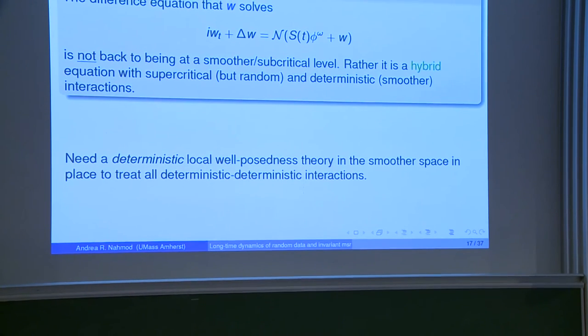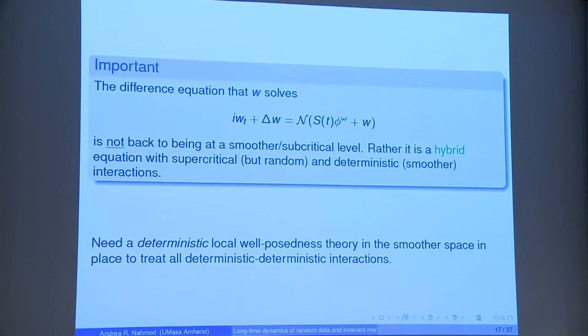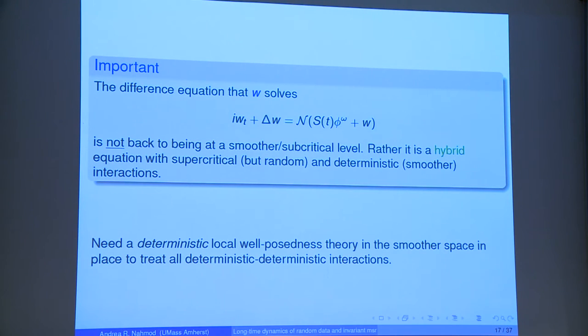Now, an important remark is that by doing this, it's not that you're saying that if you randomize, you bring the problem from being supercritical to being subcritical. That's not true. What you have is a problem where the nonlinearity is sort of hybrid: you have supercritical terms which are random, and you have W's which you treat deterministically, which are really smoother or subcritical. But you have to treat all interactions: random-random, deterministic-deterministic, random-deterministic. And one of the things you need in place before you even start is, because you have to deal with the deterministic-deterministic interaction in a smoother space, a deterministic local well-posedness in a smoother space to start, at least in this approach.